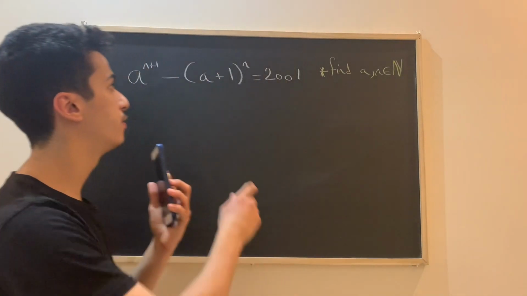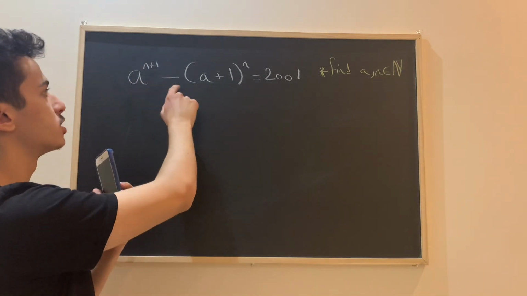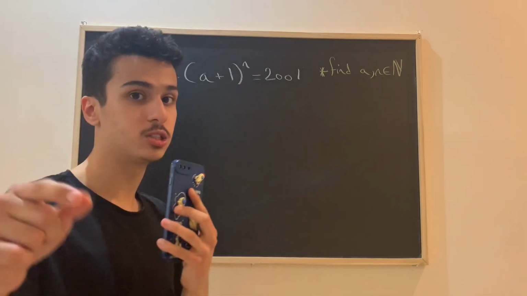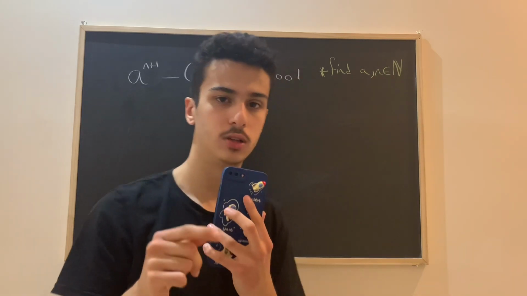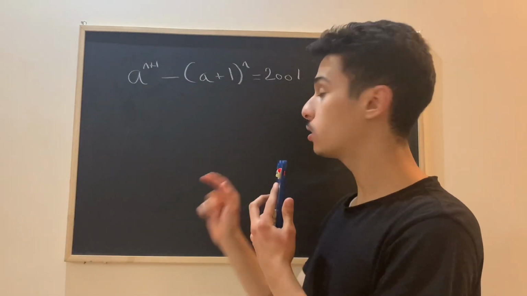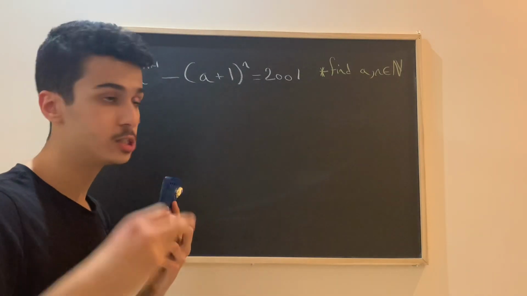Today we're doing a very nice question and it goes like this. A to the n plus 1 minus (a plus 1) to the n is equal to 2001, and we need to find a and n, and they are natural numbers. We're gonna showcase the power of modular arithmetic, and if you're not familiar with it, here's a quick review.